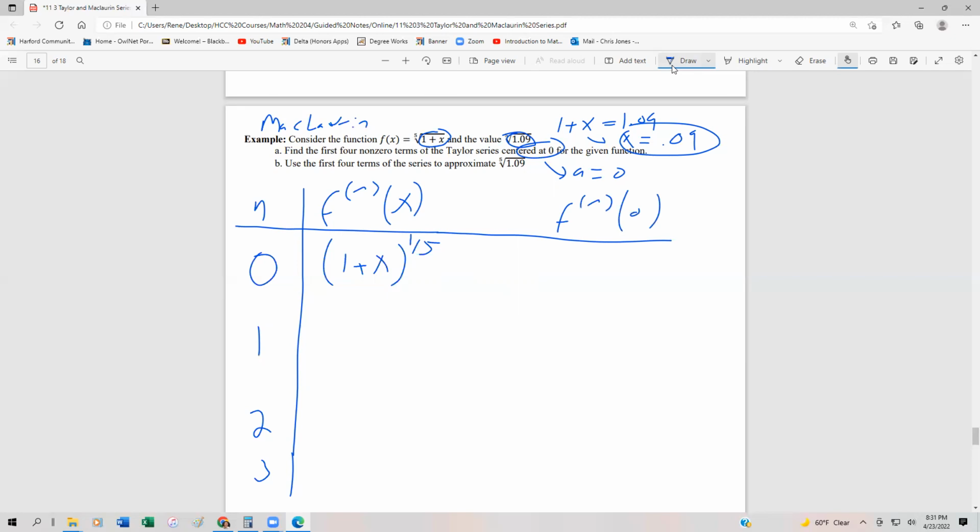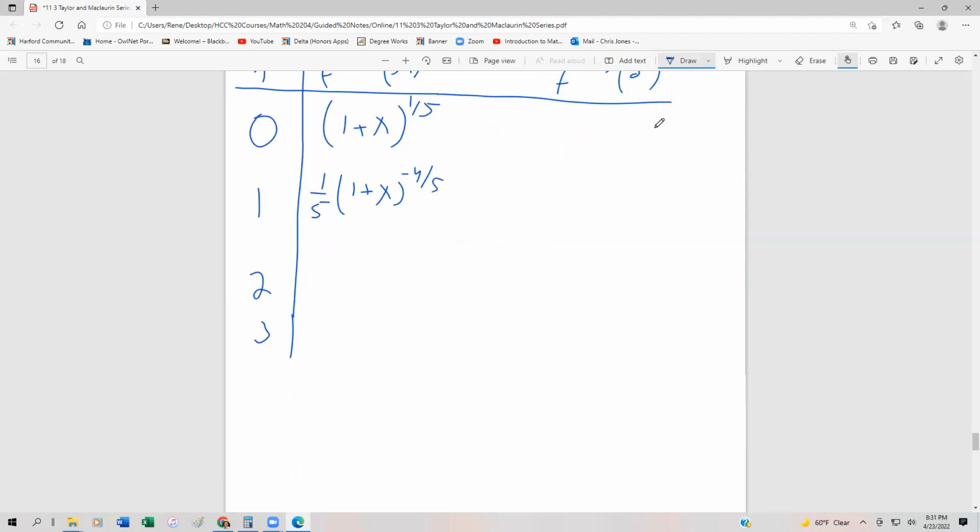The next one is going to be 1/5 (1 + x)^(-4/5). And then the next one is going to be negative 4/25 (1 + x)^(-9/5). And then finally, this is going to turn into 36/125 (1 + x)^(-14/5).